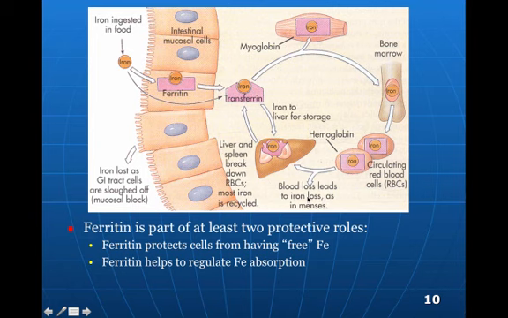For example, blood loss leads to iron loss, such as in the menses. So that can be an issue. The liver and spleen break down red blood cells. Most iron is recycled. Okay, iron loss is GI tract cells sloughed off. That's a mucosal block, it's referred to as. Ferritin is part of at least two protective roles. Ferritin protects cells from having free iron, and ferritin also helps to regulate iron absorption from enterocytes.